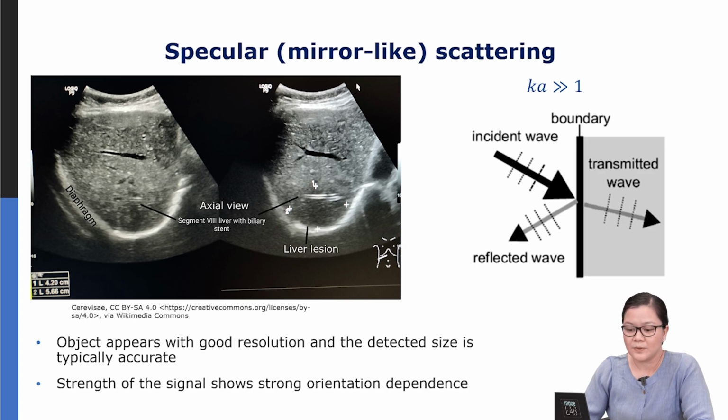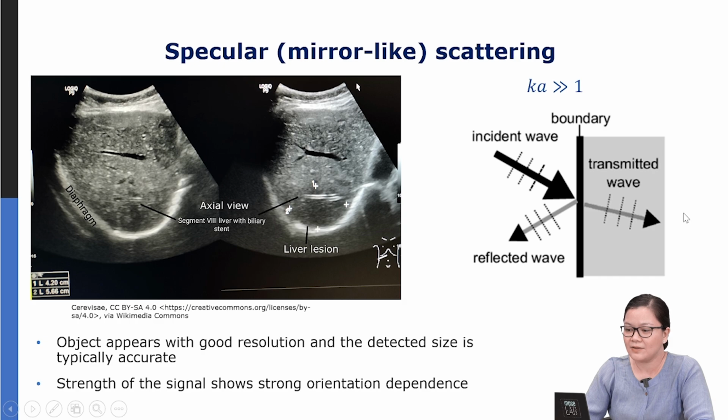Also, what you would have noticed is that the strength of the signal varies depending on the orientation of the object. So for instance, in this image here, the transducer would be viewing from the top of the image. And as it images through the tissue, you can see that regions that are more flat in this image appear brighter than regions that are more angled. And that is because in specular scattering, the strength of the signal has a strong orientation dependence.